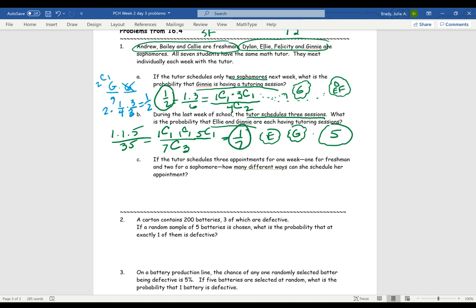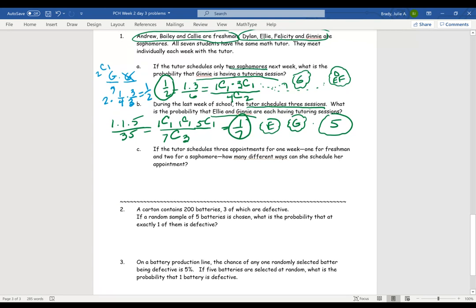Okay, now notice the next one. Take a second and read it. You need to turn off the tape. Go ahead. It's not asking for a probability. It's just like how many different ways. So this is just a counting problem. Hopefully you did lots of these last year.